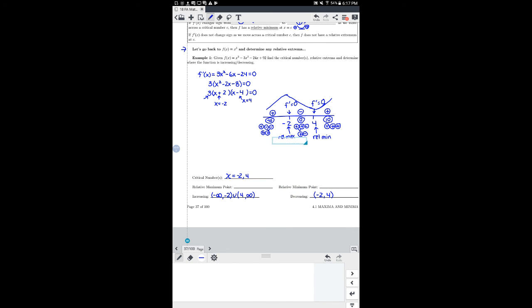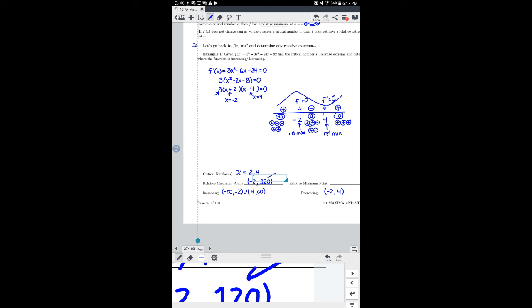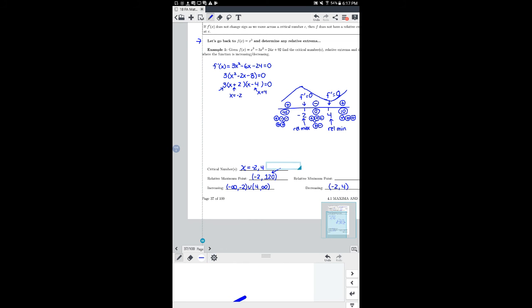My relative max is at -2. And to find the y value there, I just need to plug into the original function for the first time. So if you plug back into the original function, you get 120. And again, make ourselves a note so that we remember this is the only time we go back and actually plug into the original function, f of -2.